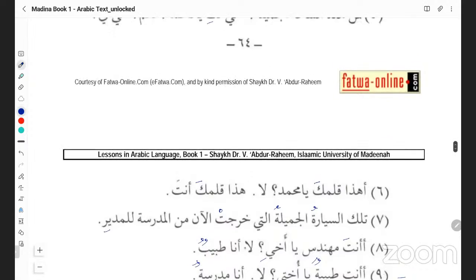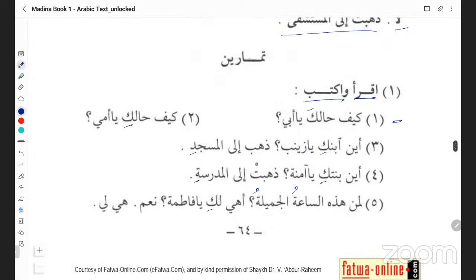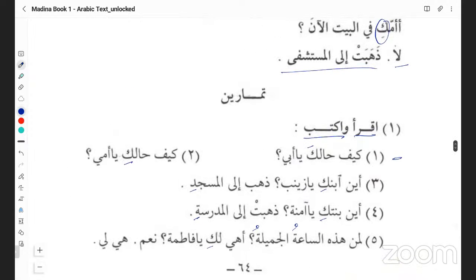Jazakallah, brother Abdullah. So you can see in this exercise, they wanted to see if we will be able to choose the correct pronoun when we are reading. So كيف حاله? If you heard brother Abdullah reciting, you have heard him saying كيف حالك, and the reason why we have كيف حالك, because you're speaking to يا أبي, to my father. So كيف حالك يا أبي? How are you, oh my father?